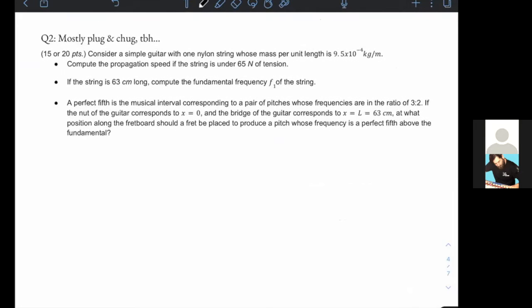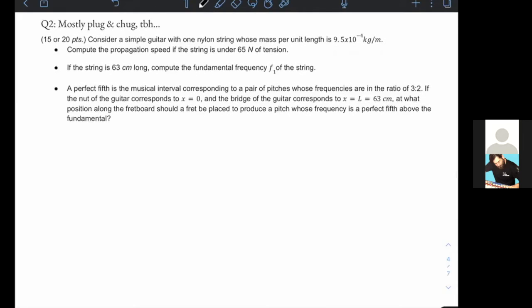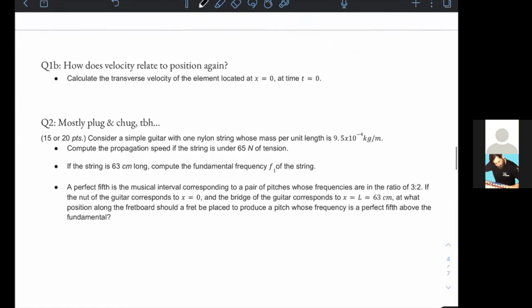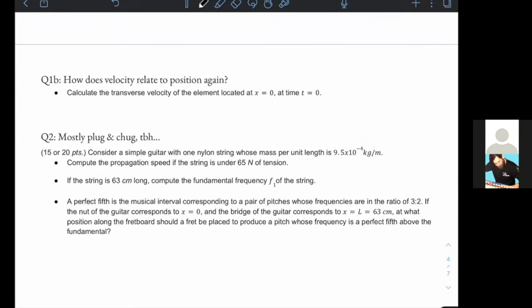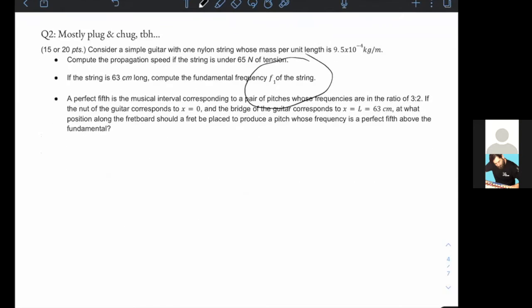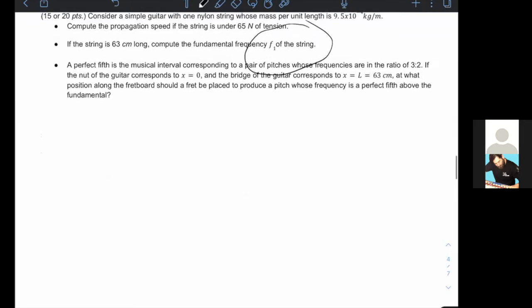A perfect fifth is the musical interval corresponding to a pair of pitches whose frequencies are in the ratio 3:2. If the nut of the guitar corresponds to x equals 0, and the bridge of the guitar corresponds to x equals L equals 63 centimeters, at what position along the fretboard should a fret be placed to produce a pitch whose frequency is a perfect fifth above the fundamental? Well, we know f1, we just calculated it in the last part of the question, right? We can easily figure out what 3/2 of that value is, and then just work backwards. So this is going to be the same equation we used for the second part of this one, and that should get you all the way home with that one.